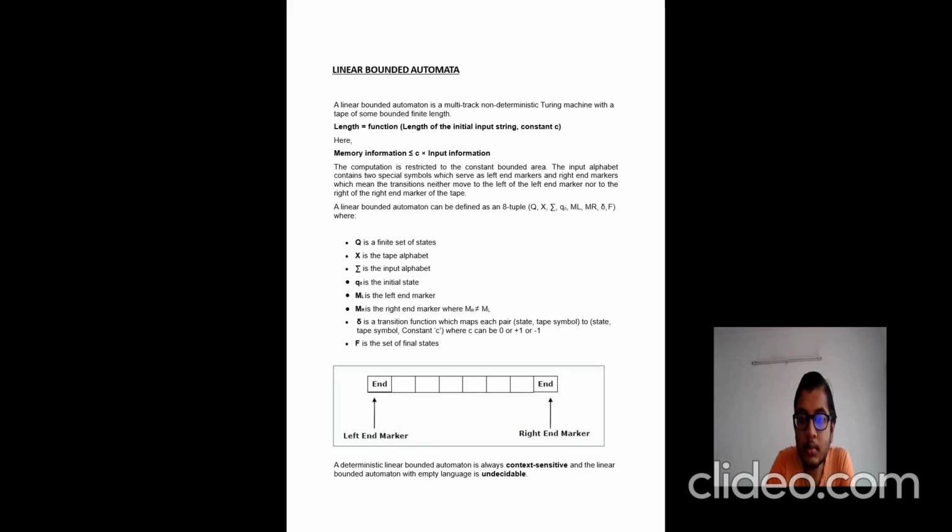A deterministic linear bounded automaton is always context sensitive, and the emptiness problem for a linear bounded automaton language is undecidable. So this is all about the linear bounded automata.